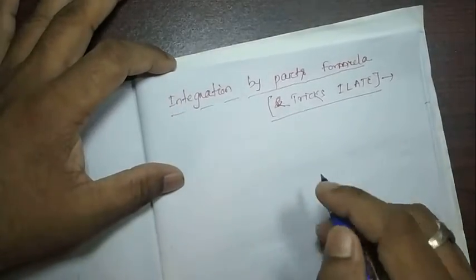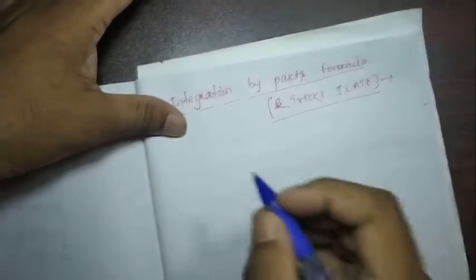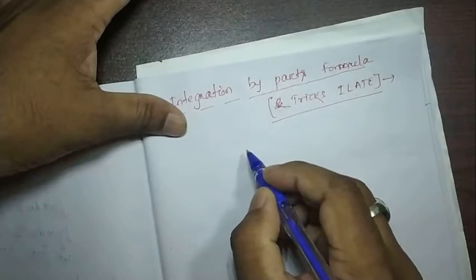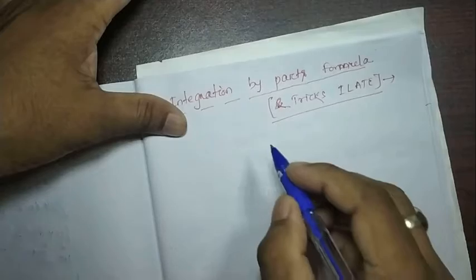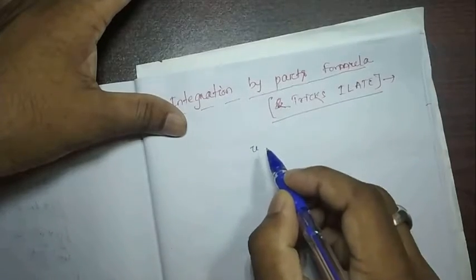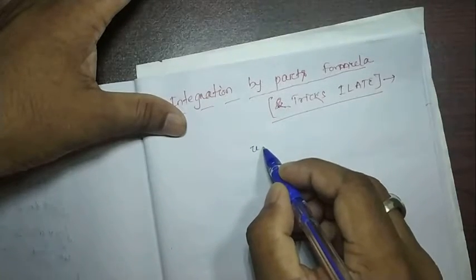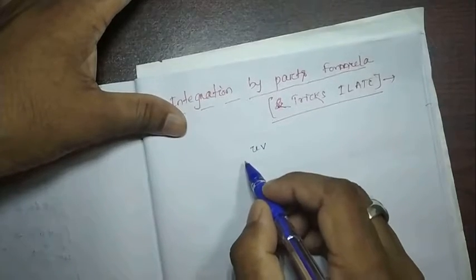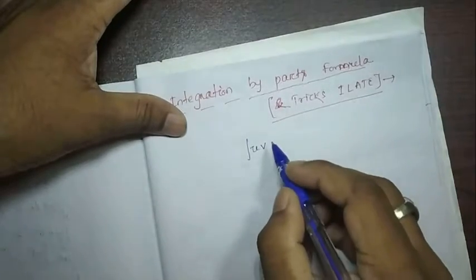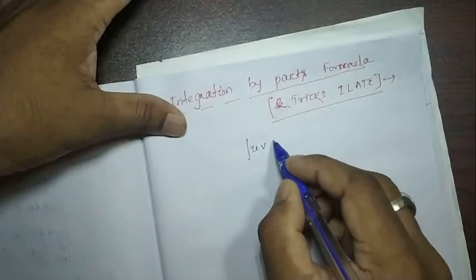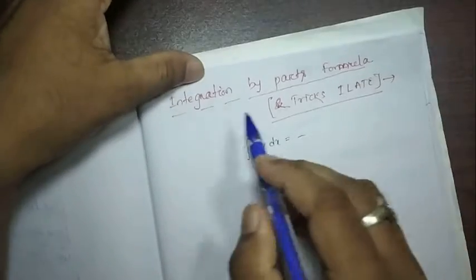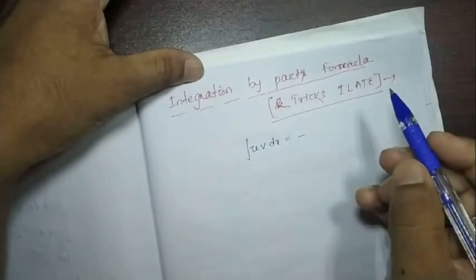Integration by parts is required when two functions are multiplied with each other and we are going to try to find out its integration. Suppose u is a function and v is another function, they are multiplied with each other, and whenever we want to find out its integration, then we have to use integration by parts.